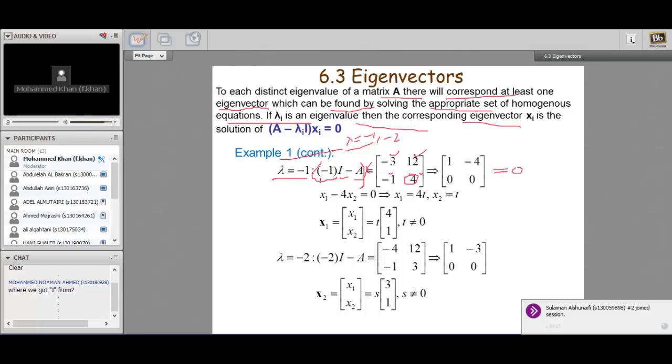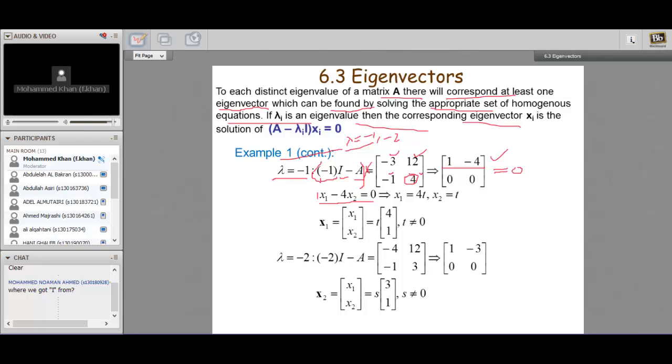What is the rank of this matrix? The rank of the matrix will be 1, because if we see 1 times 3 is 3 and 4 times 3 is 12. So the rank of the matrix is 1, because with row operations you can write the matrix in this form. So we take only the first equation. So we can write 1 into x1 minus 4 into x2 is equal to 0. We can write in this form.